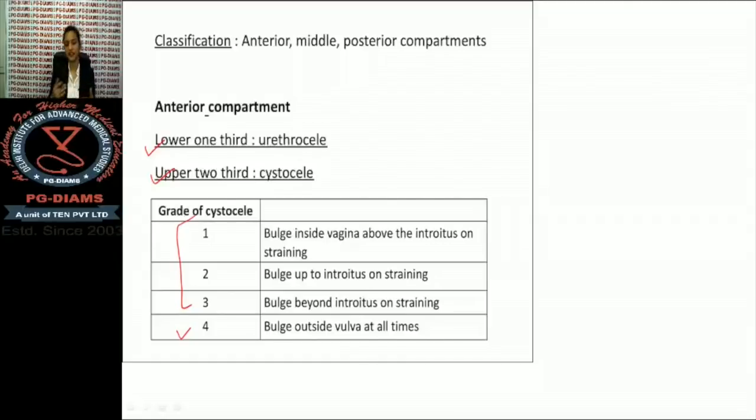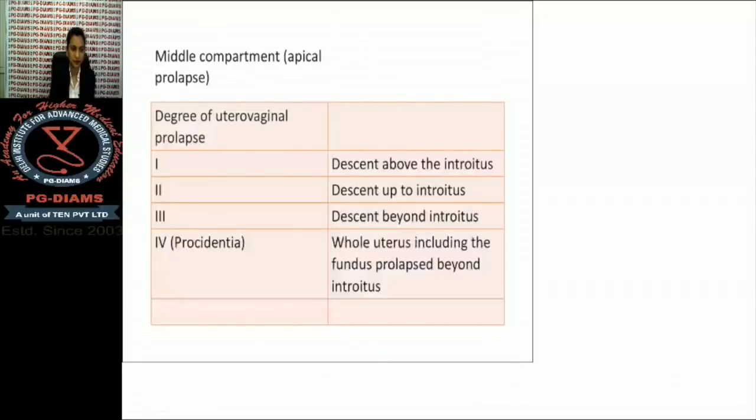When on straining it reaches the introitus, it is grade 2. Similarly, on straining, if the bladder bulges outside the vagina and through the introitus, you see anterior vaginal wall bulge. It is called grade 3, outside the vagina. And 4 is outside the vagina at all times without straining. Similarly, middle compartment is graded into uterovaginal or uterocervical prolapse. Uterus, cervix or the uterus with the vagina prolapses up to the introitus or beyond the introitus. Depending on that, you will classify into grades 1, 2 and 3.